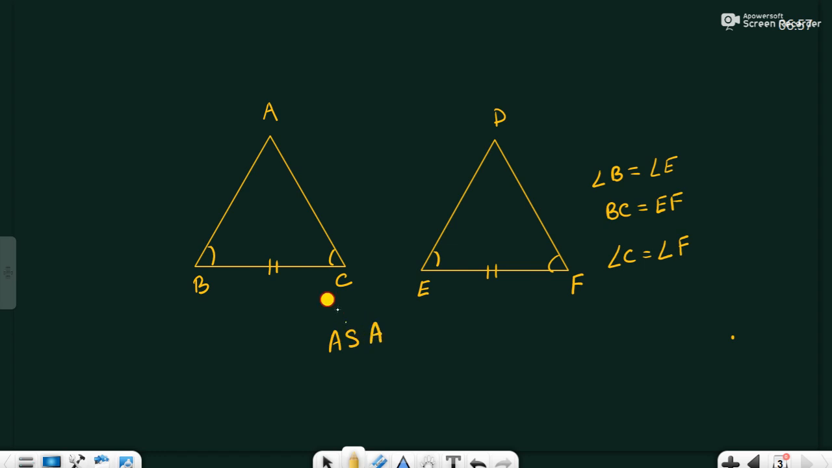But you have to remember that this side should be included between the two angles, this angle and this angle. This is what we call the included side. That means this criterion rule is angle side angle. This is criterion 2. In this way you can find out the different congruent rules. This one is angle side angle.